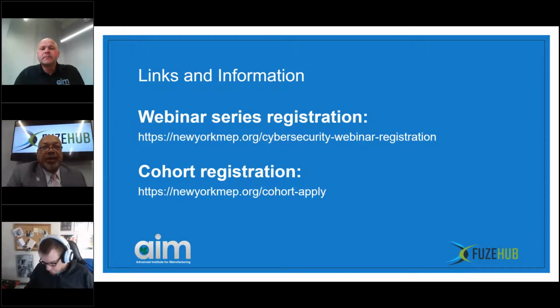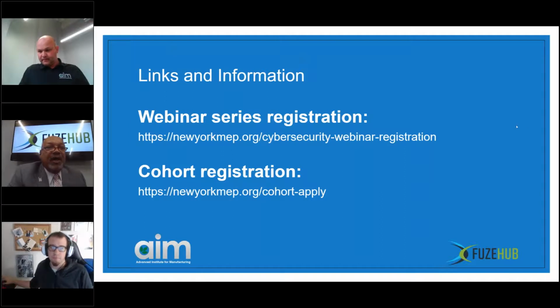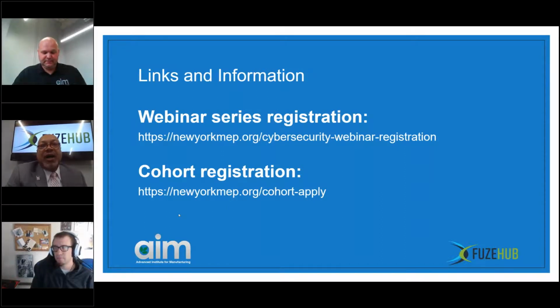Okay, so the registration for the cohort is very simple. If you look at your screen right now, you will see that Paul has left it up there. It's on the NewYorkMEP.org cohort apply, and you can apply right there. So we are going to do this all the way through April of this year. We would encourage you though to apply sooner, because we have a limited amount. So we're talking about 320 manufacturers within the cohort.